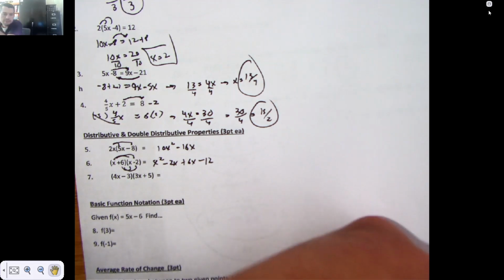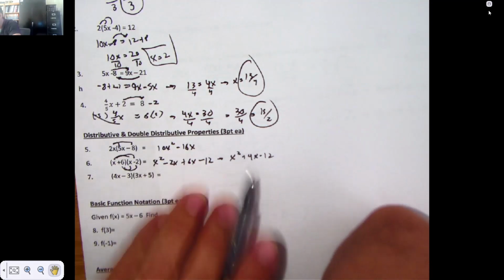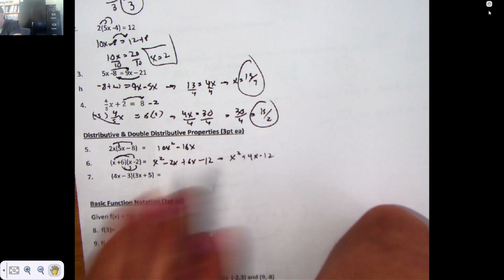Combine like terms, the -2x and the positive 6x. And that would give you a 4x in the center. Now, by the way, this factors as that.